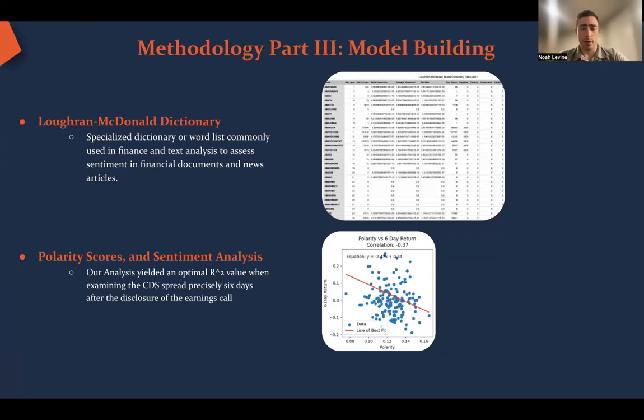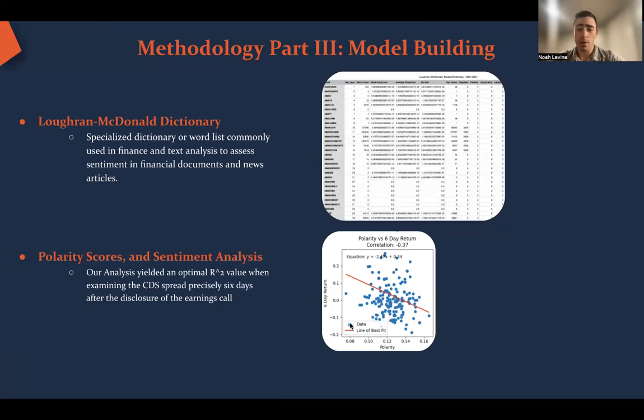So what we ended up doing was calculating something called a polarity score, which measured how positive the transcript was, how much positive sentiment there was. A higher polarity score above 0 means there's more positive sentiment, and below 0 means more negative sentiment. And these data points here are connected to the 6-day return, which we got from the Bloomberg terminal.